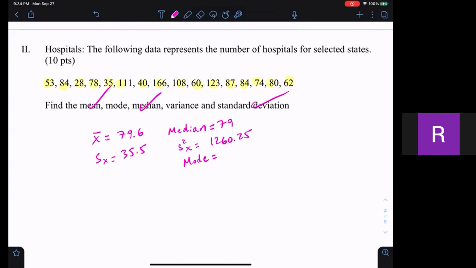So now we just need to compute the mode, the number that repeats the most. Let's see if there's a mode here. We found the variance, so we need to calculate the mode. So I see 84 twice. Let's see.